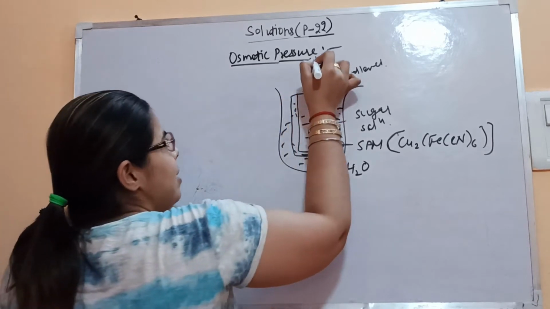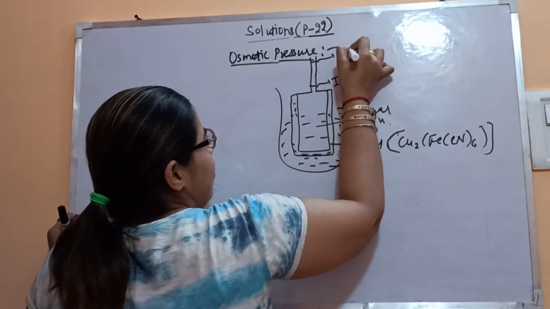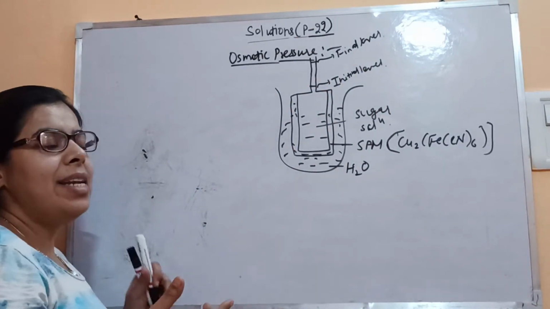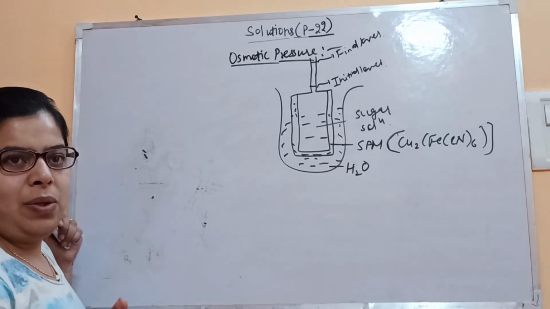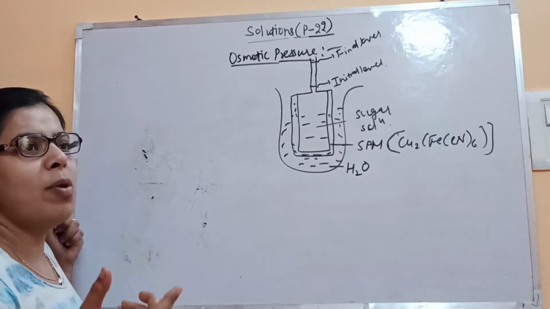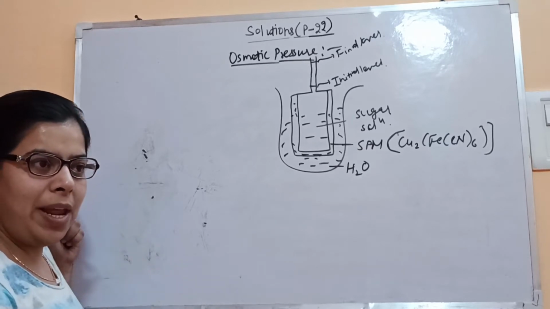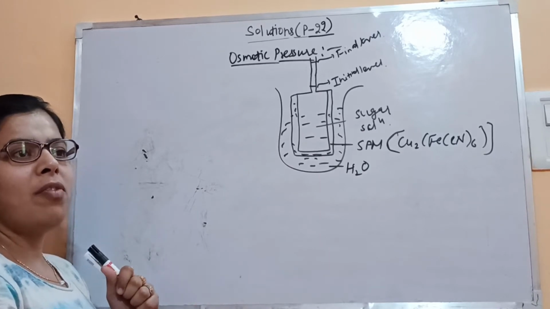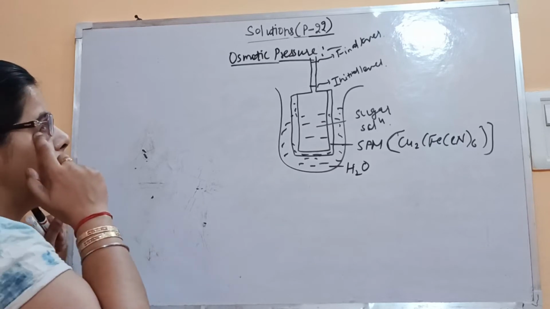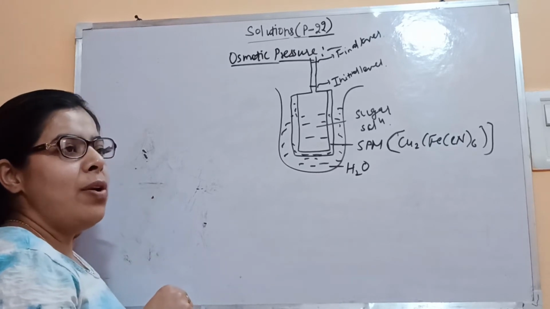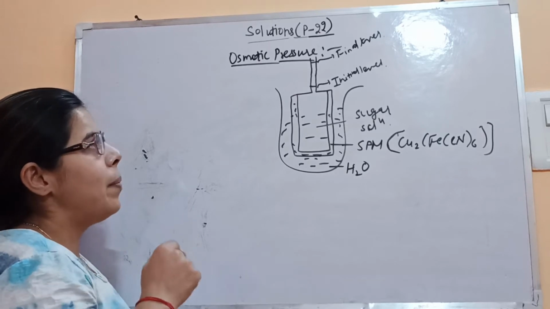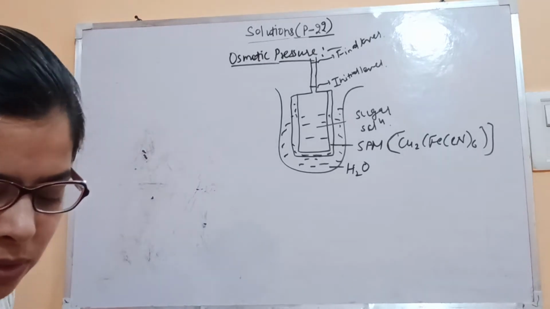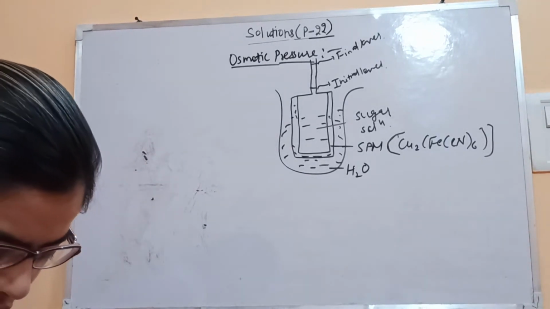And why is this level rising? Now the level is still here, this is the final level. Why is this taking place? This is due to the hydrostatic pressure that is developed due to osmosis. Hydro comes from water. So osmosis is taking place, and due to that the pressure is created. That is the hydrostatic pressure created by the movement of the solvent molecules, that is the water molecules. That's why it's hydrostatic. So the hydrostatic pressure developed here is known as osmotic pressure.